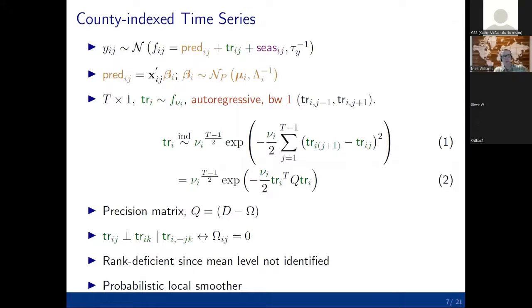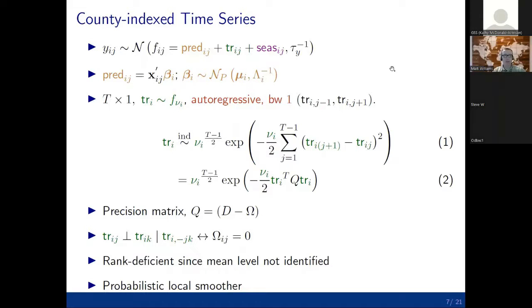So there's 4 main model components, and the first 3 we'll see here, the next one will pop up. So after we properly scale or transform as needed, we're going to assume that the responses are normally distributed. And really the key is this mean function, this functional index by time and county. And we're going to break that up into 3 components, your linear predictor, your trend, and your seasonality. And that's a common decomposition.